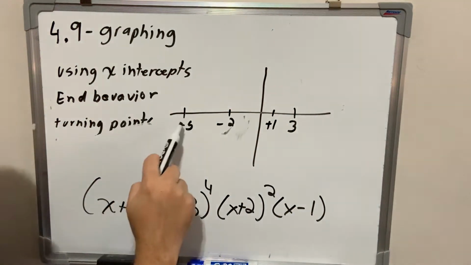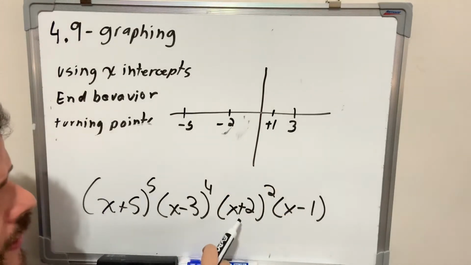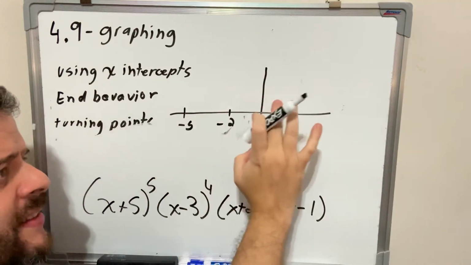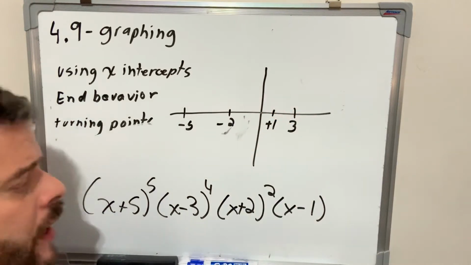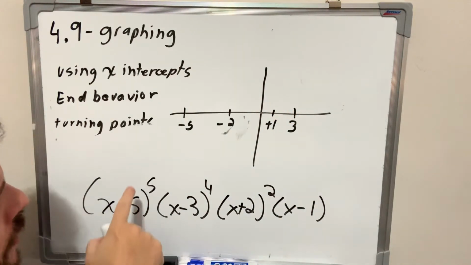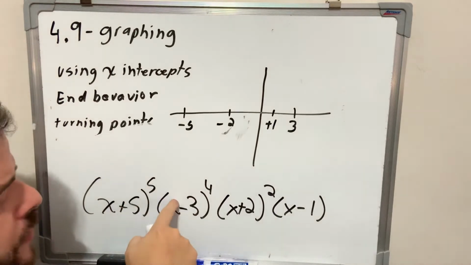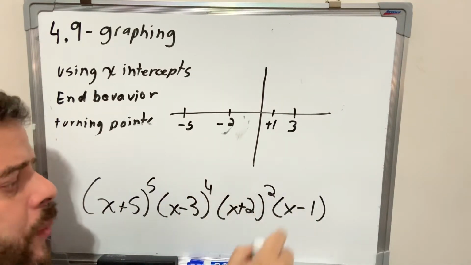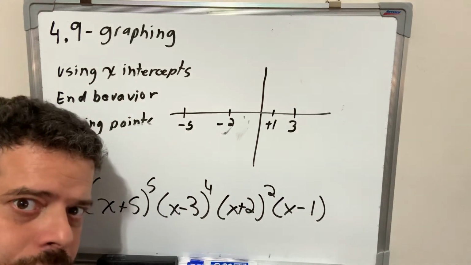Again, -5, +3, -2, +1. I placed my zeros correctly. Now let's go over end behavior. 5 plus 4 is 9, 10, 11, and the one more is 12.